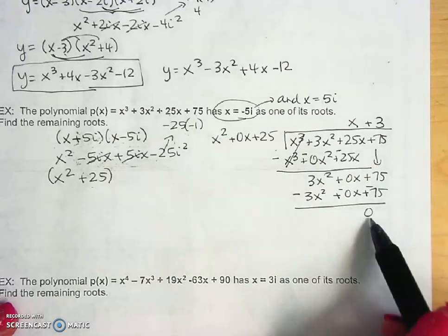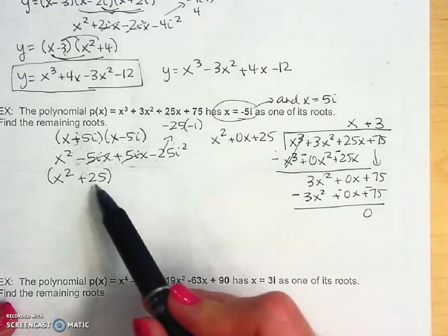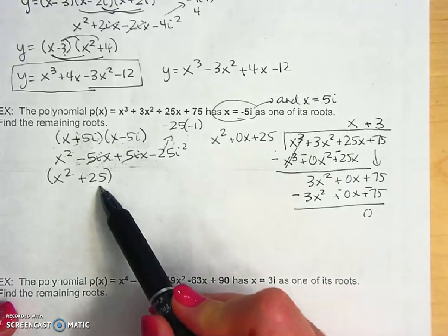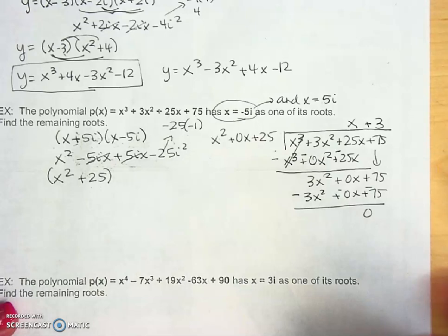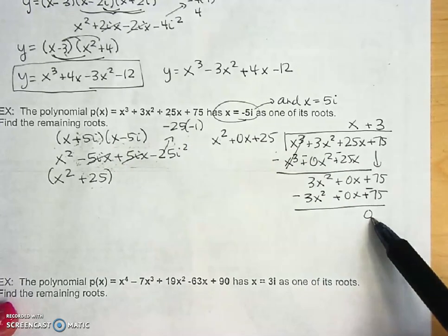So my remainder is 0, which is good. That means my math was correct because I already knew that this x squared plus 25 was a factor and therefore divides evenly into the polynomial, which means my remainder is 0.